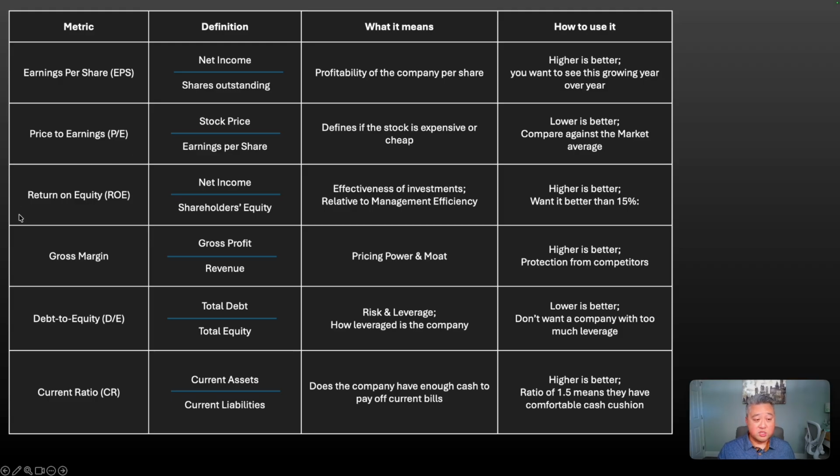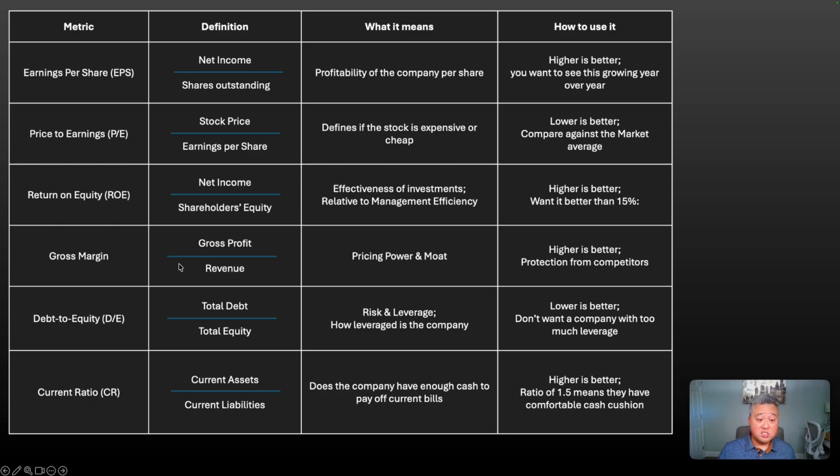Next, we have return on equity, or ROE, and that's the net income divided by the shareholders' equity. It's an analog to management effectiveness. It also tells you how well the company is deploying its capital and getting a return on that capital. So higher is better, and generally you want higher than 15%, and that should be easy for most companies.